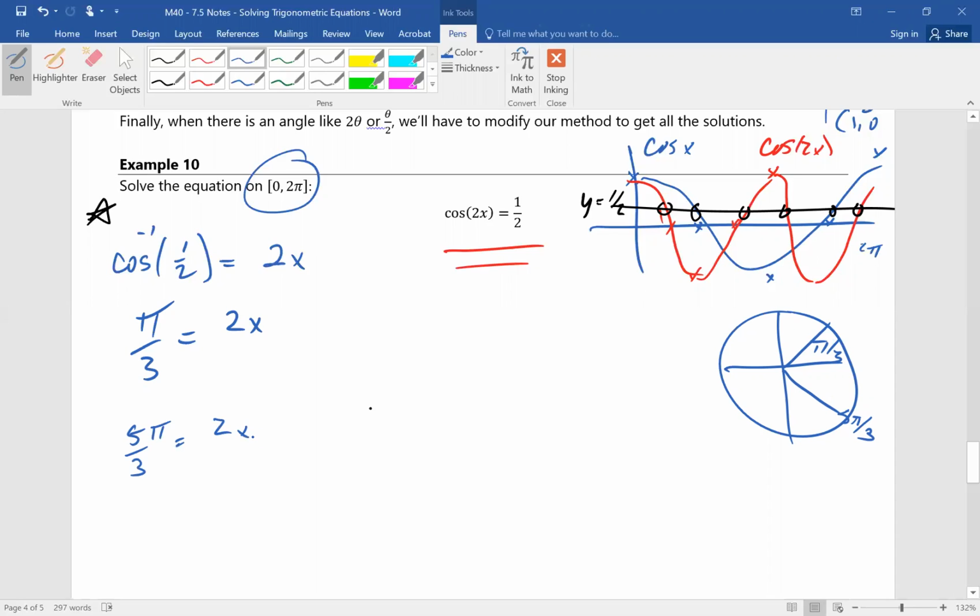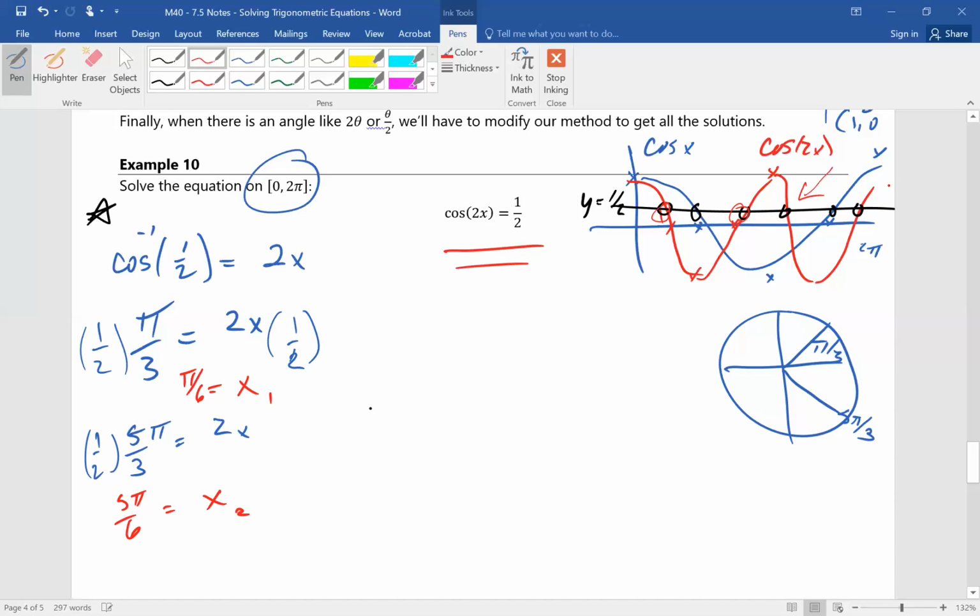You have 2 cases, but when you do this, you're going to have to divide both sides by 2. So if I divide this or multiply by 1/2 and multiply by 1/2, my final answer is going to be x has to equal pi over 6, and x is going to have to be 5 pi over 6. So there's your first 2 angles that you're going to have. But again, that's just really these 2 scenarios.